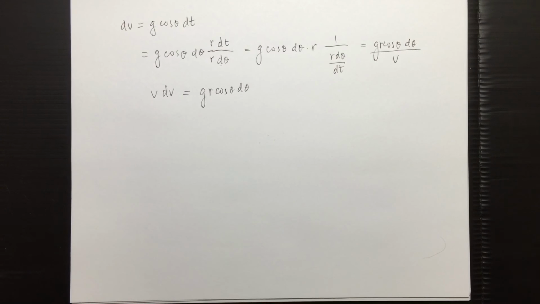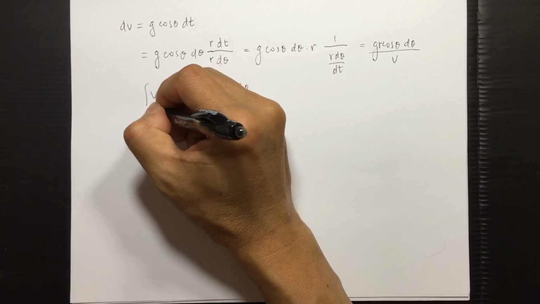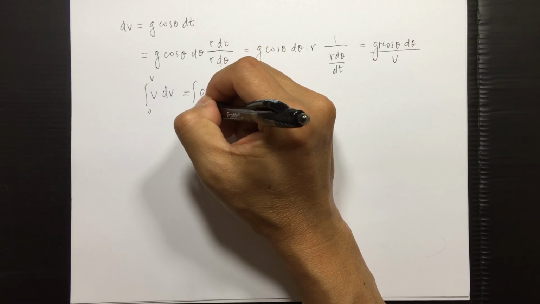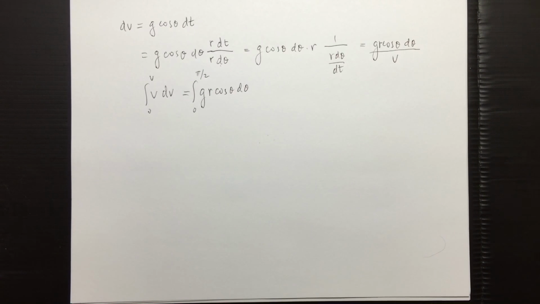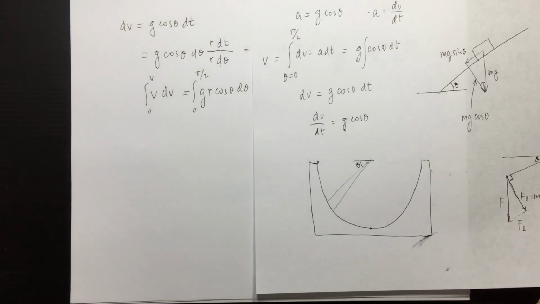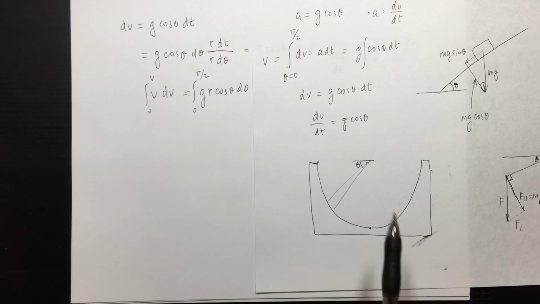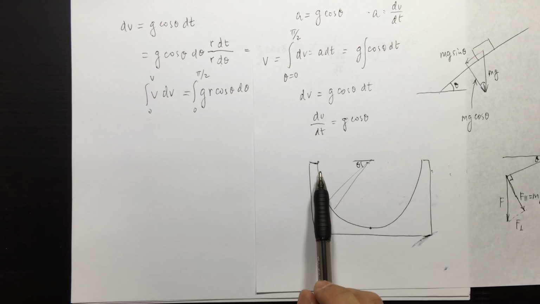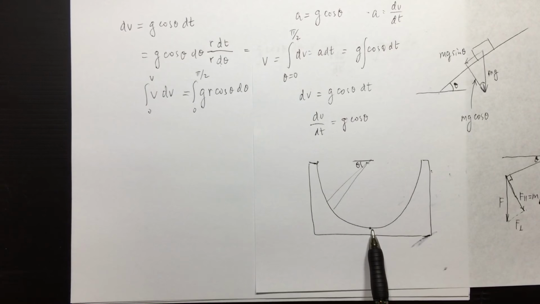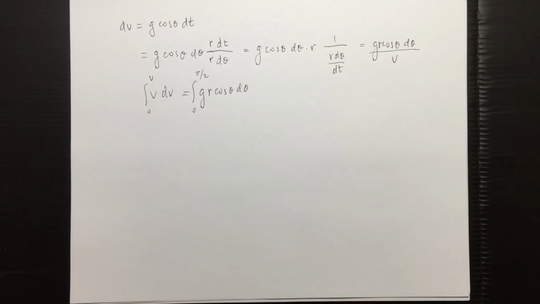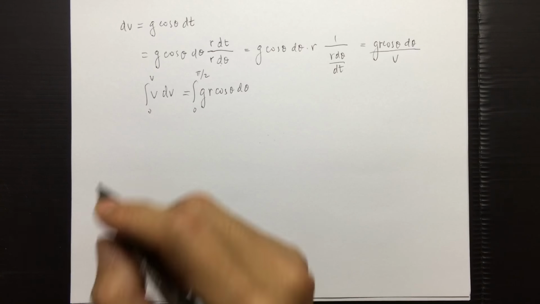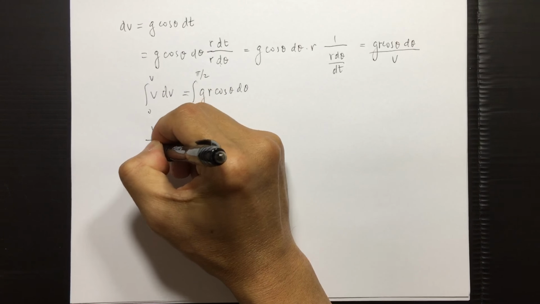Now we take an integral from 0 to v. This is 0 to pi over 2. The velocity here is 0, and we want to know the velocity here. In the meantime, theta goes from 0 to pi over 2. What's this? That's v squared divided by 2, right?